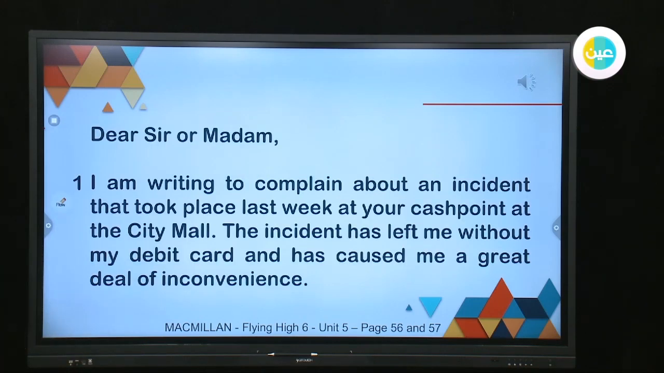Dear Sir or Madam, I'm writing to complain about an incident that took place last week at your cash point at the City Mall. The incident has left me without my debit card and has caused me a great deal of inconvenience.